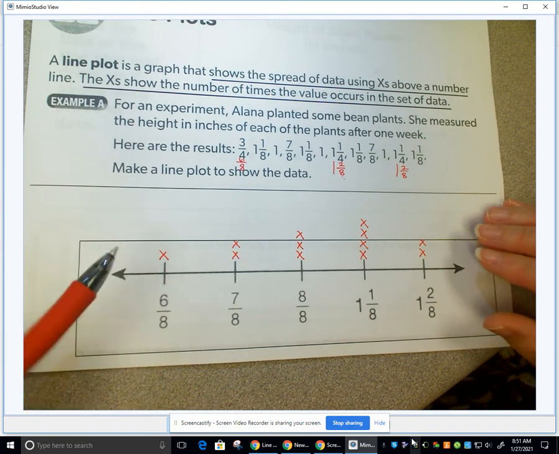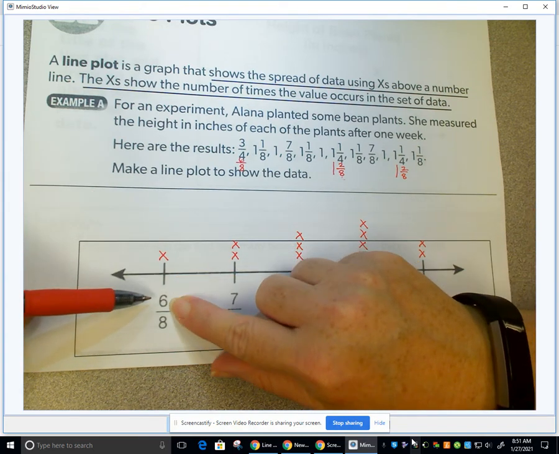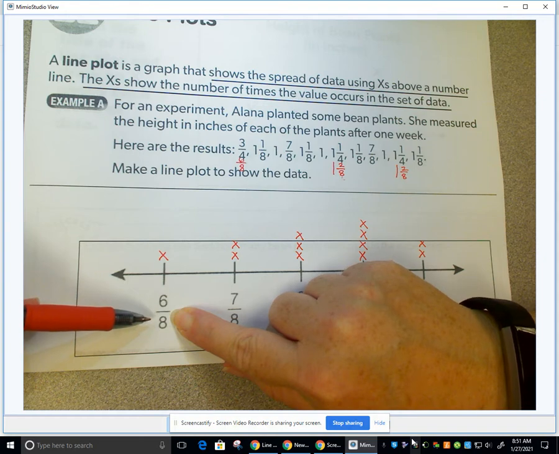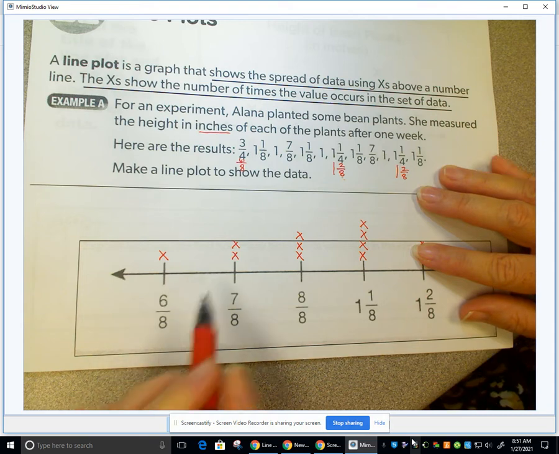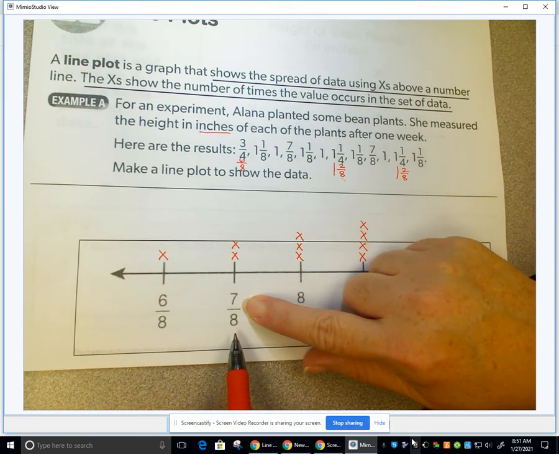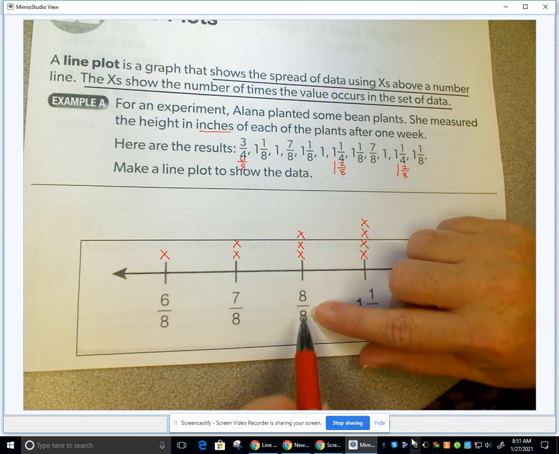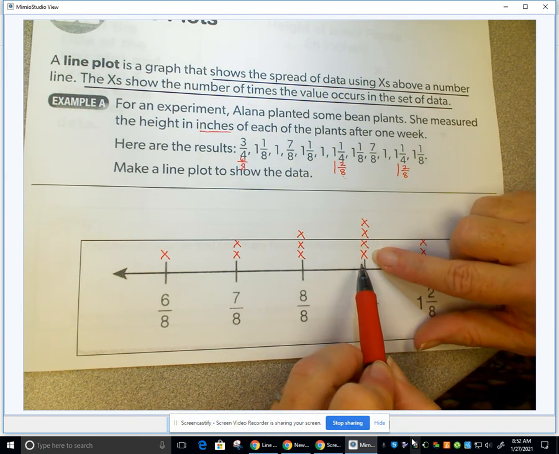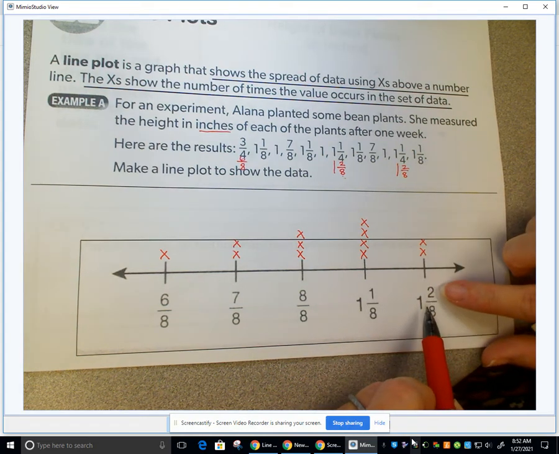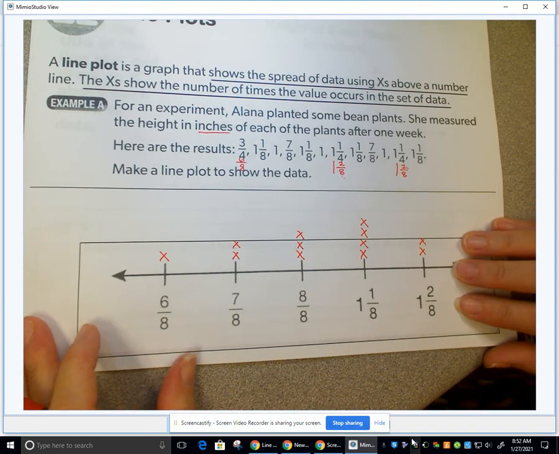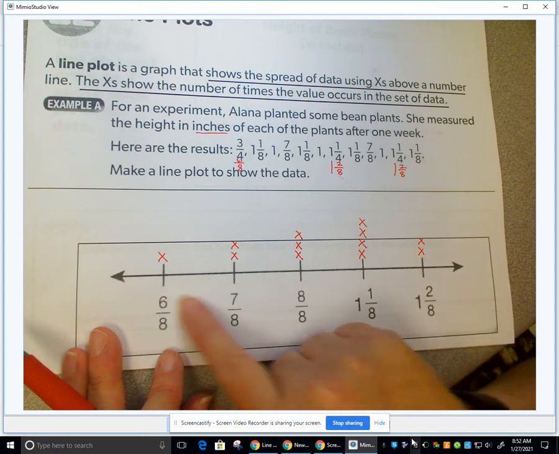Now, this tells me that there was one bean plant that was 6/8 inches. Oh, they're using inches. Okay, it was 6/8 inches. There were two bean plants that were 7/8 inches. There were three bean plants that were 1 inch. There were four bean plants that were 1 1/8 inch. And there were two bean plants that were 1 2/8 inches. That's what a line plot does. And then we could answer questions about this line plot.